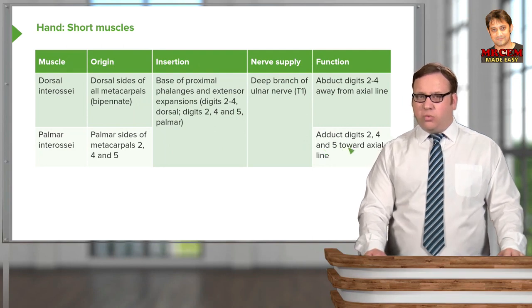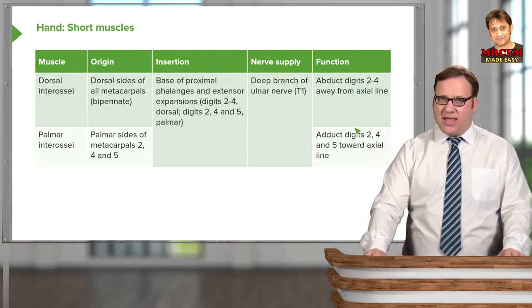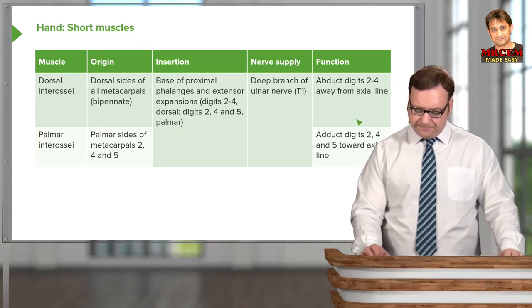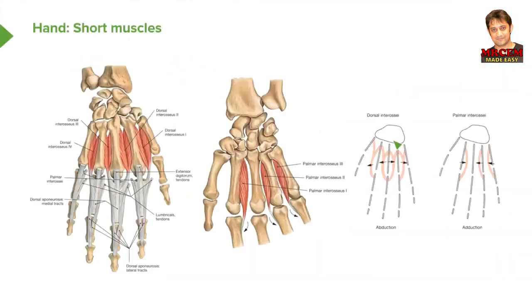This time towards the axial line. I've put that here, towards the axial line and away from the axial line. What does that mean? Well, if you imagine the axial line is running down in line with the middle finger, so an axial line is running down here. This is the line at which these fingers are going to be abducted or adducted.